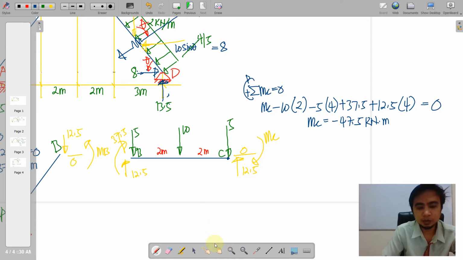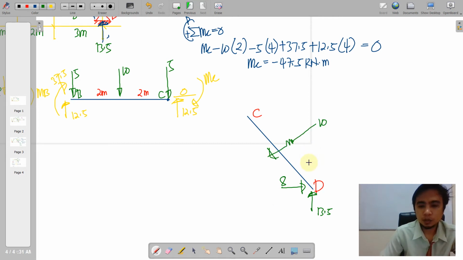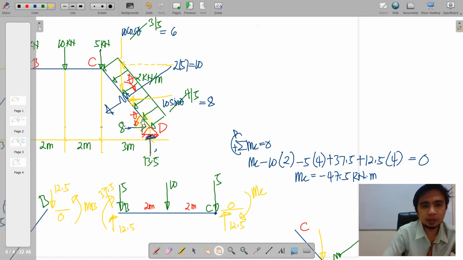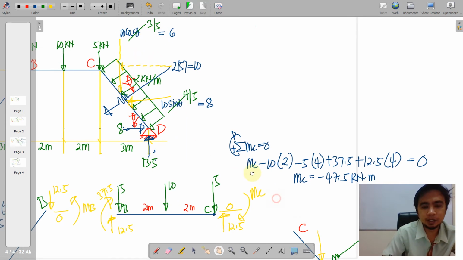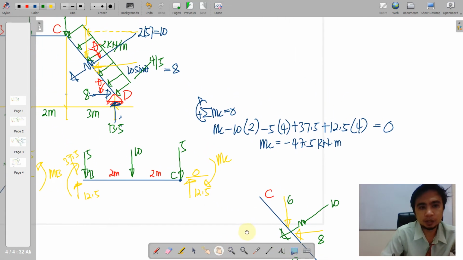Okay, so next we'll have the inclined member along CD. So we place the reactions here and then the resultant here with its component. So let us see. Vertical we have 6 and horizontal is 8 here. We have 6 and 8.